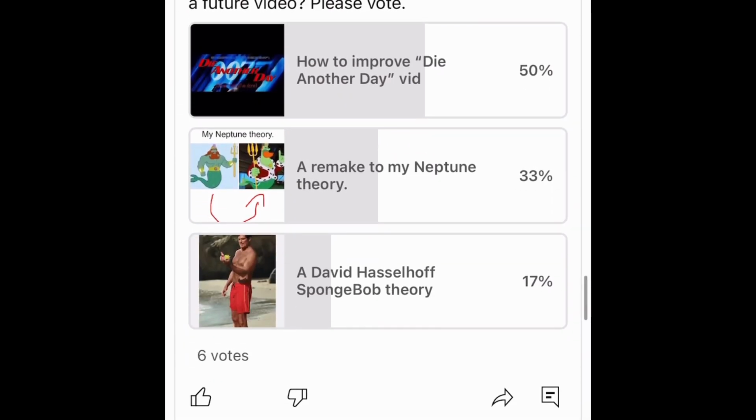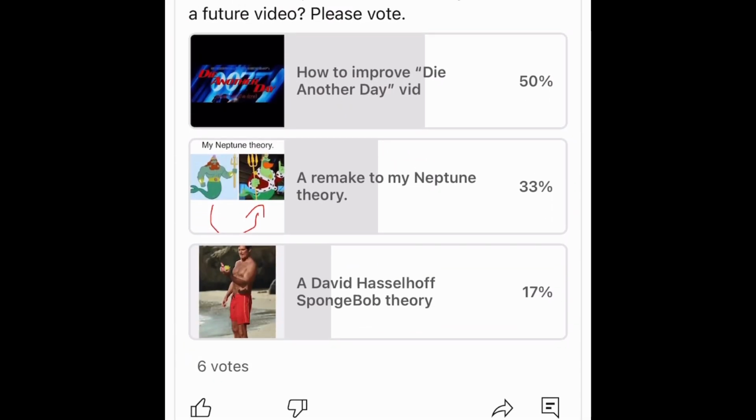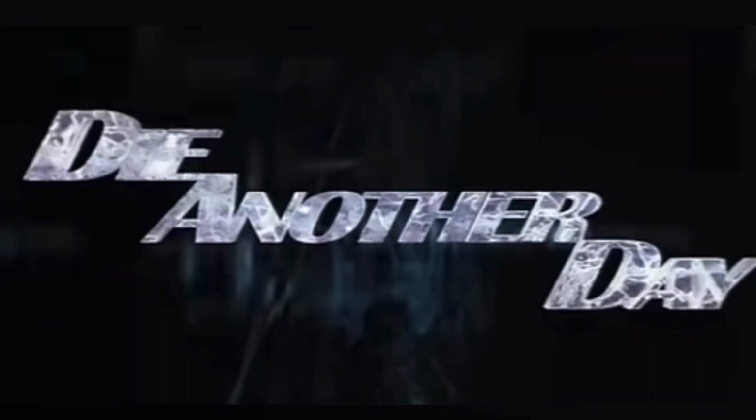Well, it was a pretty close one this time, but the results are in, so here is what I would have done with Die Another Day. So, I came up with two plots for this one, and both are drastically different. So here is my concept for plot number one.